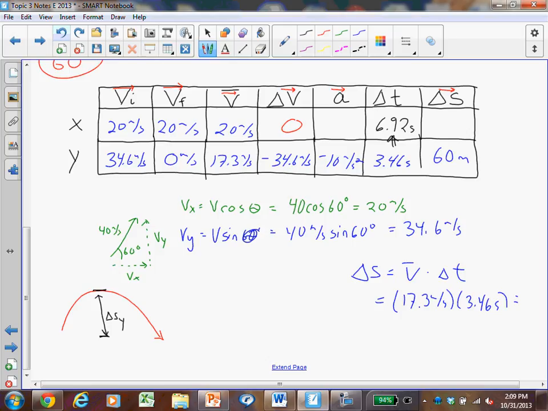Because for the X, I want the whole motion, right? So good. This is 0. And then delta S is V bar times delta T, 20 meters per second times 6.92 seconds. Let's see. What do we need to be? 138.4.